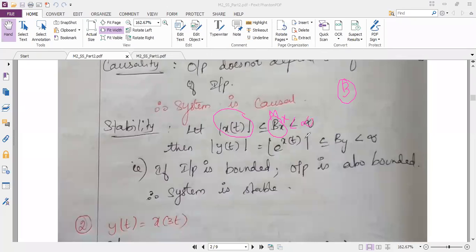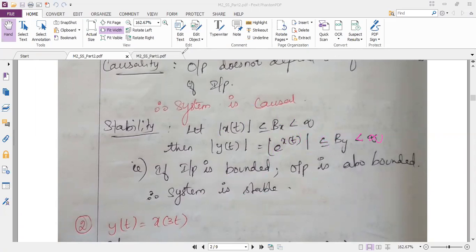My output also should satisfy the condition. As per the stability definition, my y of t also should be less than or equal to infinity. As per the question, my y of t is e power x of t, so that magnitude also is bounded. So I am concluding here that if the input is bounded, my output is also bounded. I do not know whether my input is bounded or not, but if I assume it is bounded, my output is also bounded. Therefore, the system is stable. So you have to write this condition.